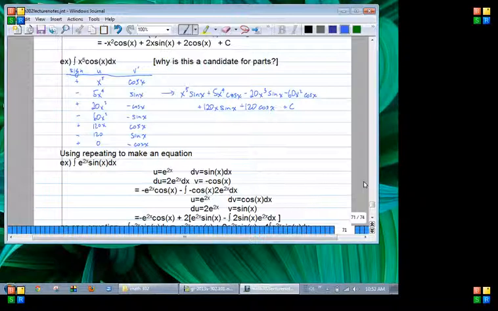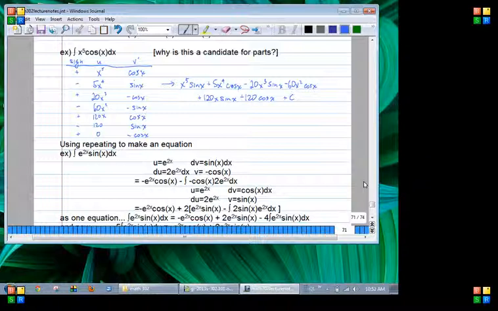But now remember this. Let's rewrite this. So we've been calculating that our original integral equals all this. Let's put it back together as a full equation. So what we really have is the original integral, the integral of e to the 2x sine x dx, equals this thing that we found.